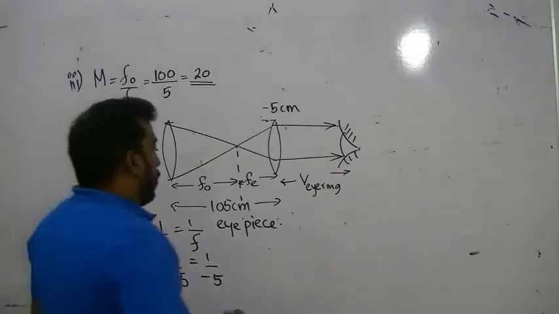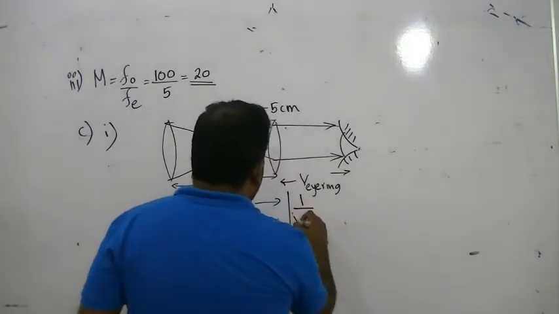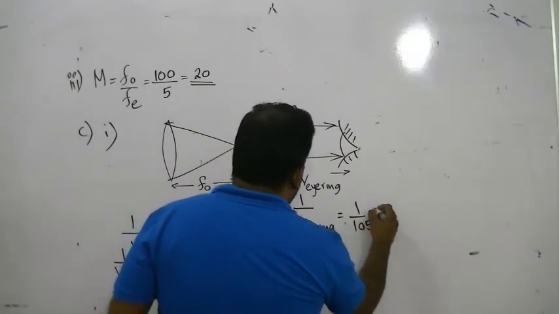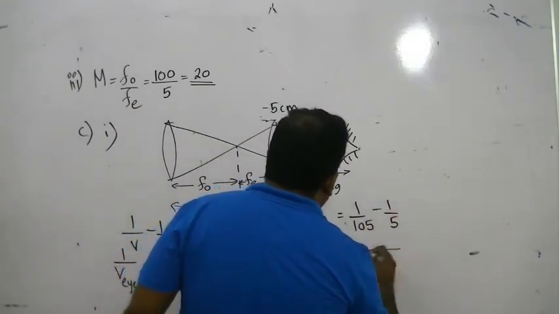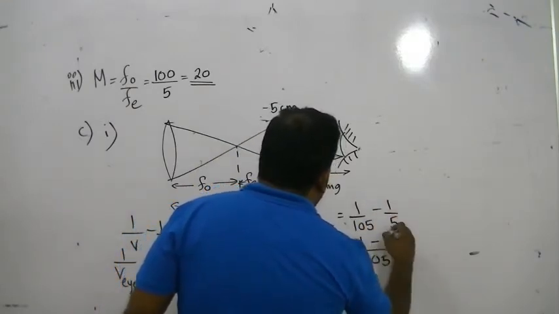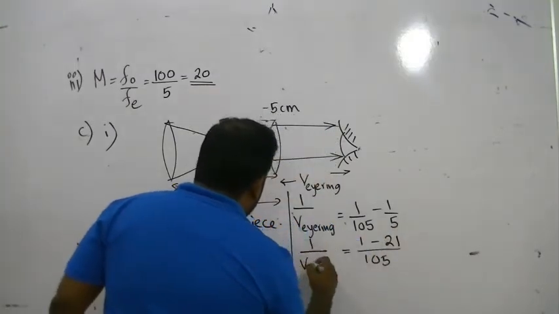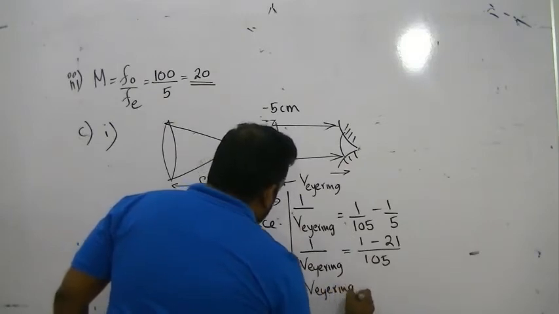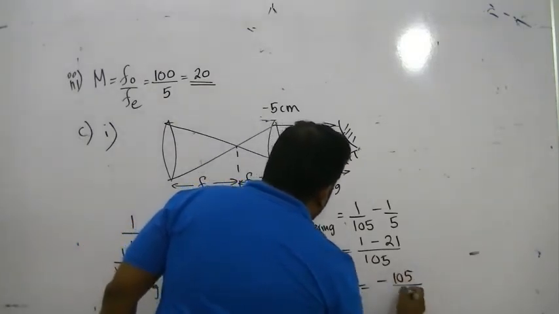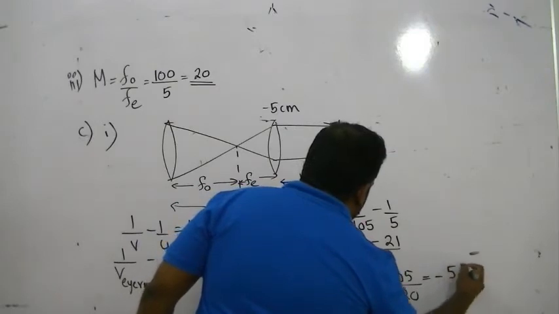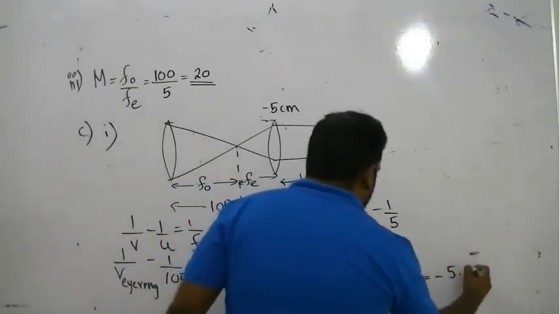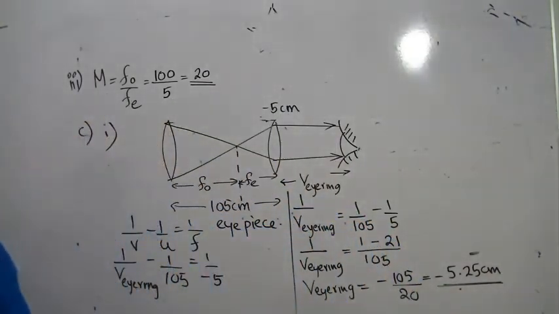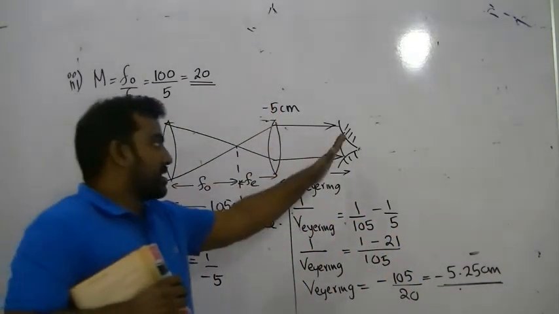Simplify this. Location of the eye ring. That's 1 over 105 minus 1 over F. 105 here. 1 minus 21 there. Location of the eye ring is equal to minus 105 over 20. Minus 5.25 centimeters, that's the best position to place the eye.